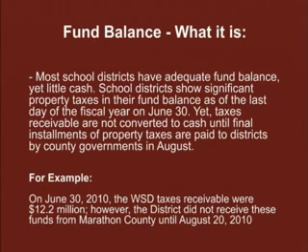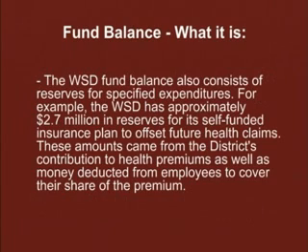For example, on June 30th, the Wausau School District taxes receivable were $12.2 million. However, the district did not receive these funds from Marathon County until August 20th, 2 months after the end of the fiscal year. The Wausau School District fund balance also consists of reserves for specified expenditures. For example, the Wausau School District had approximately $2.7 million in reserves in its self-funded plans for future health claims. These amounts came from the district as the district's contributions to the health premium, as well as money deducted from employees for their share of the premium.